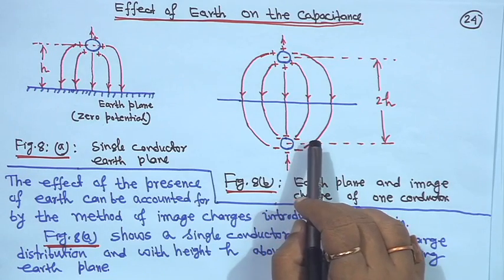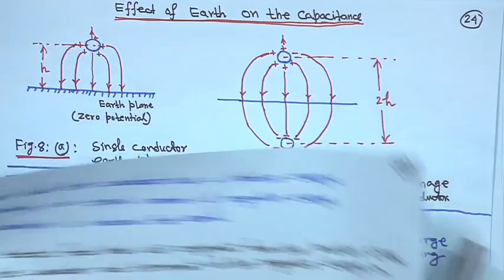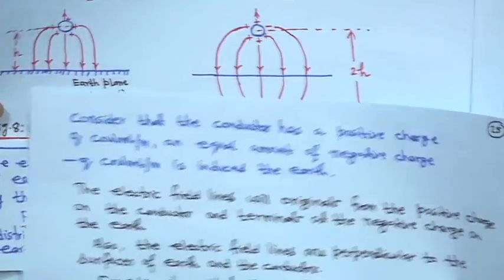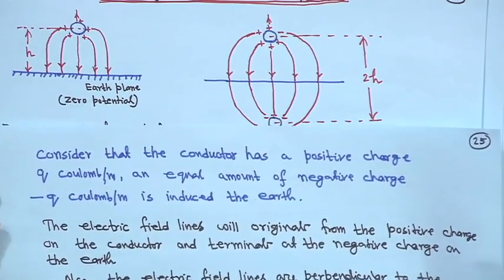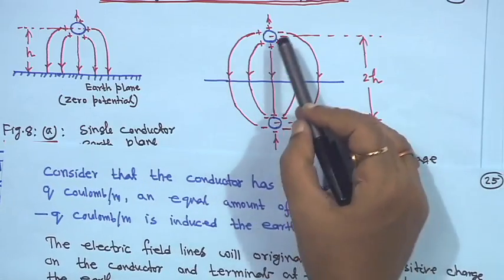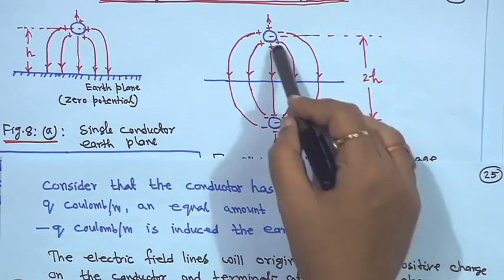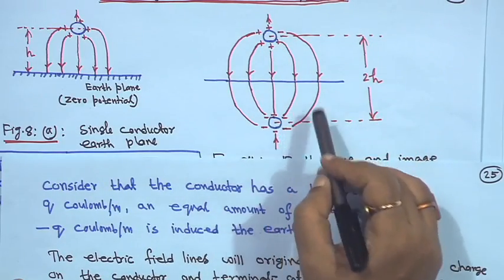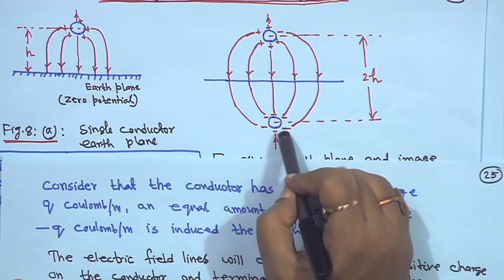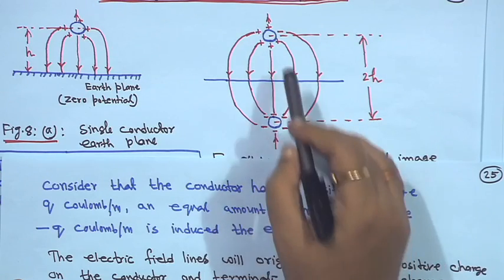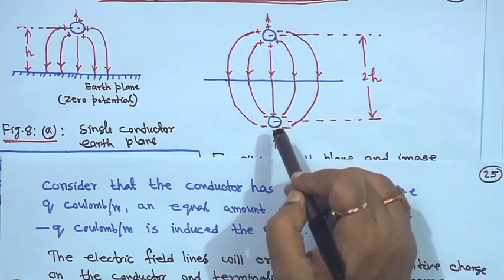So, if we assume that this conductor has a positive charge of q coulomb, then an equal amount of negative charge, minus q coulomb, is induced in the earth. That means it is here. We will assume that if it is q here, then here it will be minus q.